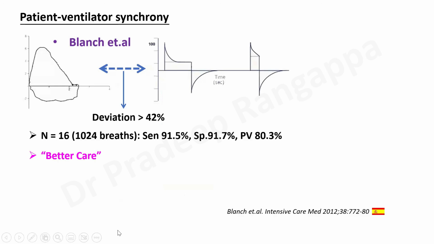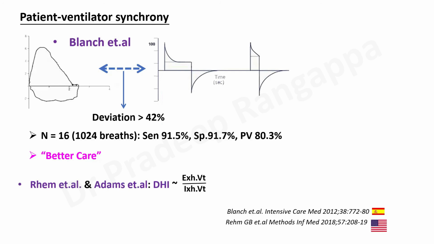And BetterCare is the algorithm that has been incorporated into the ventilator, which means AI is already being incorporated into ventilators to mitigate this asynchrony. And BetterCare is the name of that algorithm that is incorporated into one of the brands of the ventilator. And this was another study by Rehm et al., where they looked at the ratio of exhaled tidal volume and inhaled tidal volume to ascertain the degree of dynamic hyperinflation that may be prevailing. And AI was found to be effective with the sensitivity and specificity of more than 90%.